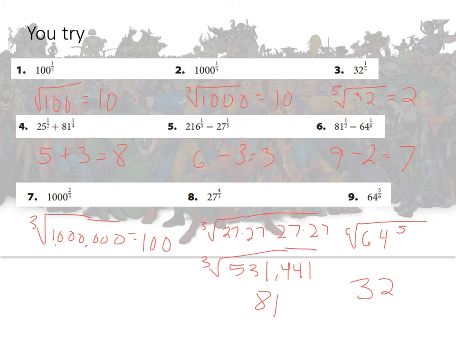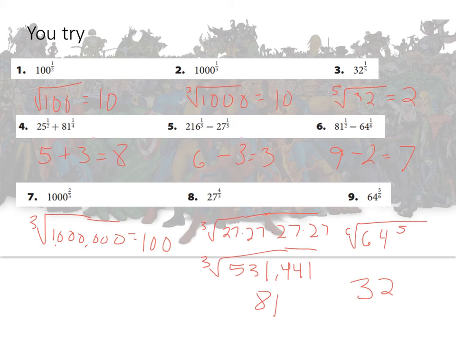I hope I said 2 enough times. 25 to the 1/2 power, square root of 25, is 5. The fourth root of 81 is 3, because 3 times 3 times 3 times 3 will give you 81. And then we just have to add those. 5 plus 3, final answer, 8.